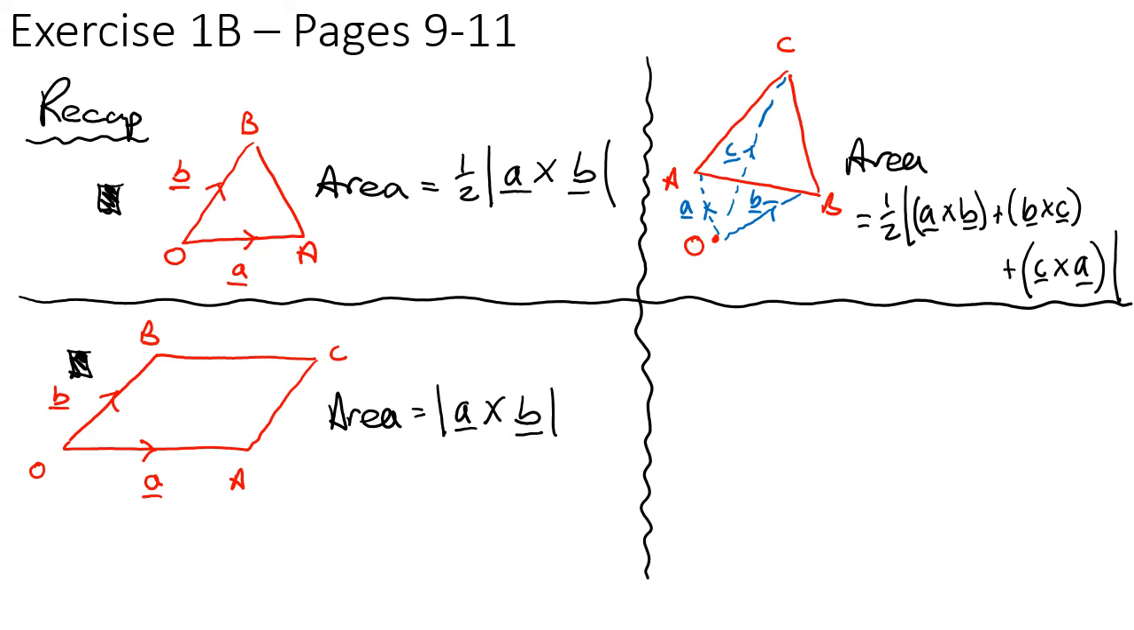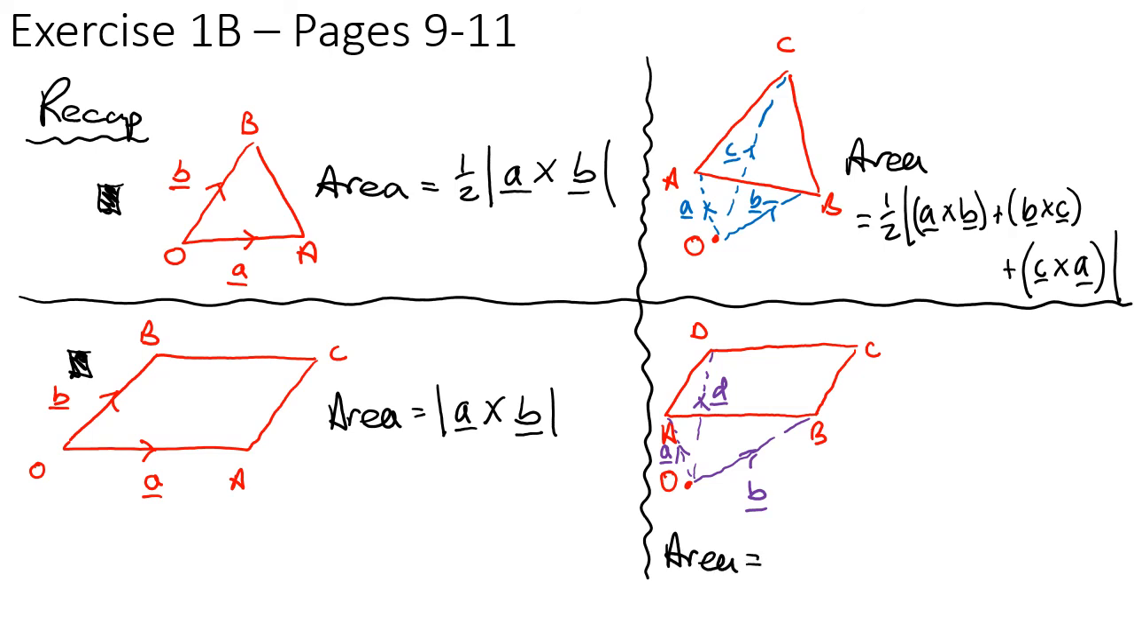If, however, none of the vertices is the origin, so we have A, B, C, D, and relative to a fixed origin, let's put these here like this. So we'd only need vector A, vector D, and vector B, like this. This area is going to be similar to the one for the triangle. Again, there's no half, but we'd use A, B, D. So A cross B plus B cross D plus D cross A. And then the modulus of that will give you the area of that parallelogram.